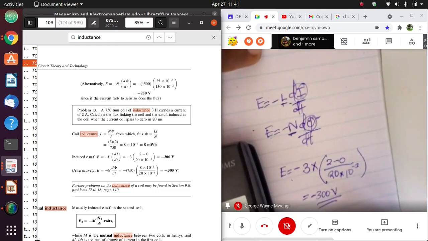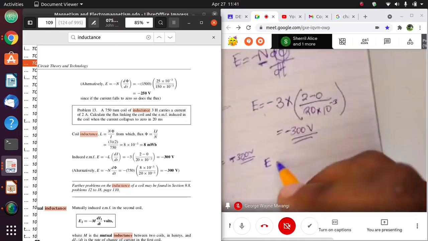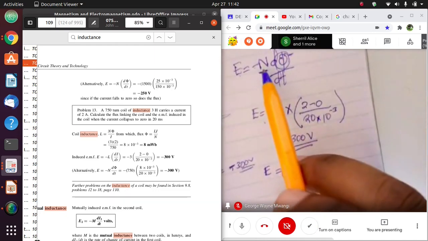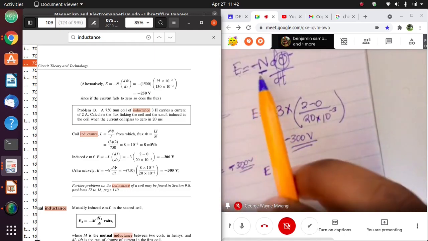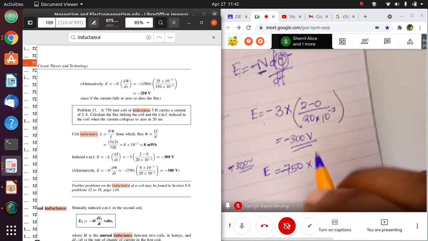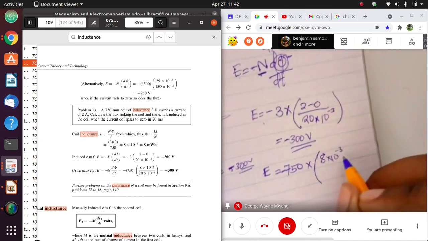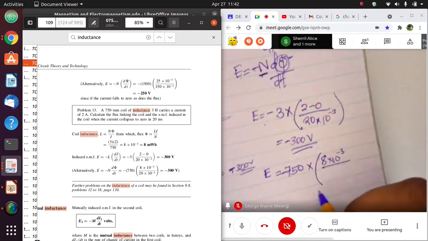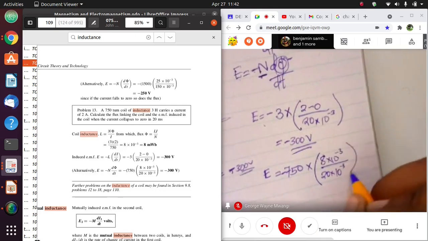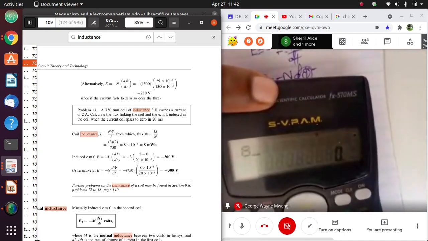Are you together? Yes. Let's use the second one so that we see if we have understood. The induced EMF is given by the number of turns in that coil, and the number of turns in our coil is 750. So negative 750 multiplied by the change in flux. Our change in flux we found as 8 milliweber, which is 8 times 10 raised to power negative 3 Weber, divided by the change in time. And our change in time is 20 milliseconds, or 20 times 10 raised to power negative 3 seconds. We should get the same answer.